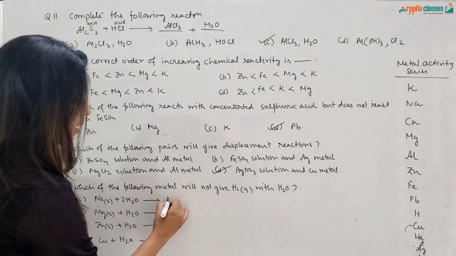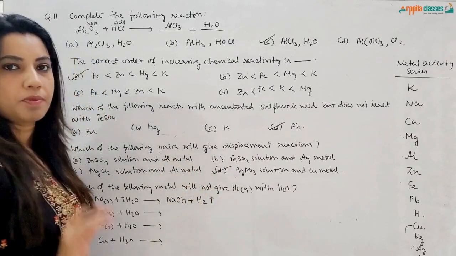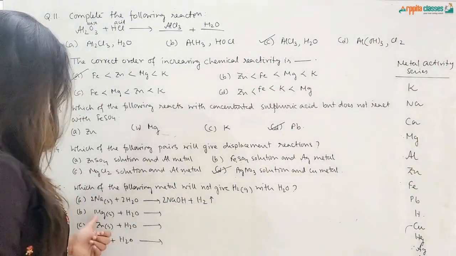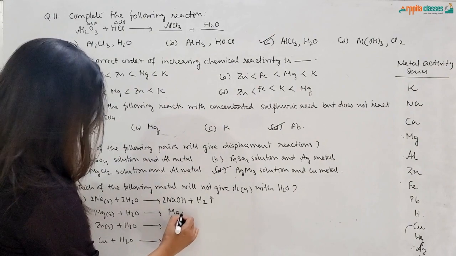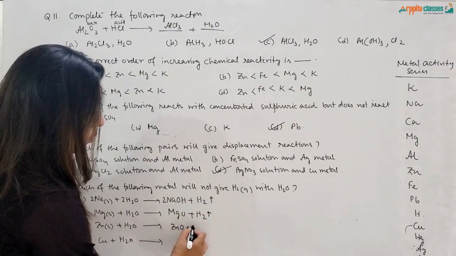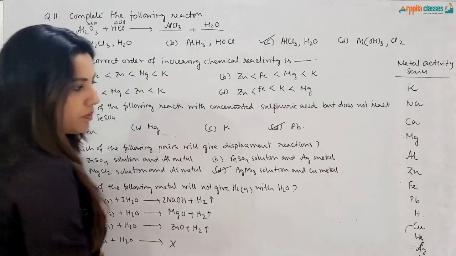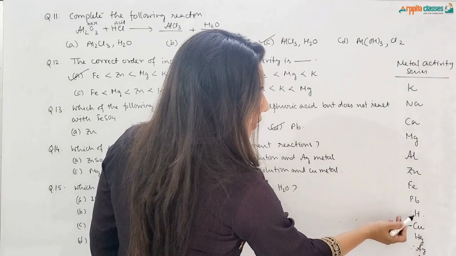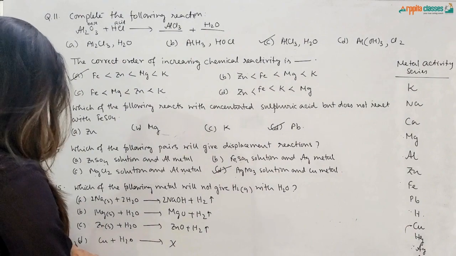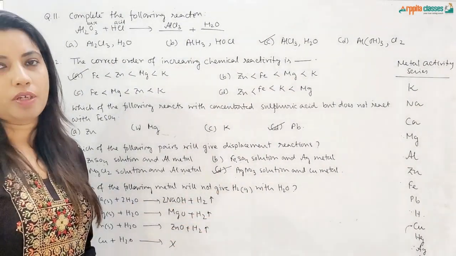Sodium plus water will give you NaOH plus hydrogen. I am not balancing the reaction, I am just writing the products over here. You can balance it. Magnesium plus water will give you MgO plus hydrogen. Zinc plus water will give you ZnO plus hydrogen. But copper and water will not react because copper is below hydrogen, so copper cannot replace hydrogen from water. So this reaction will not happen. So copper cannot give hydrogen with water.